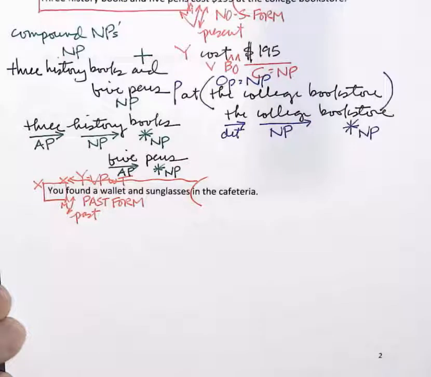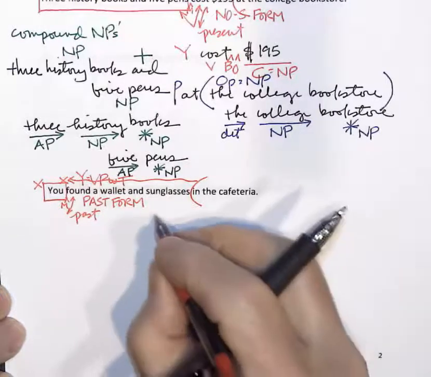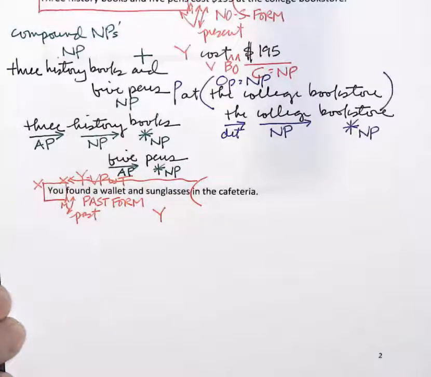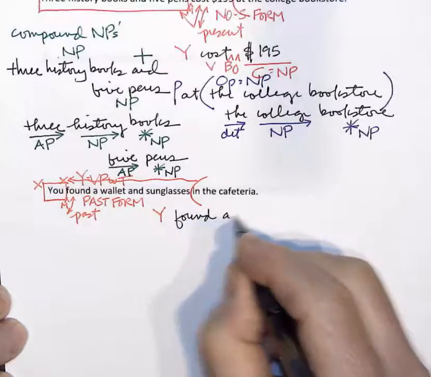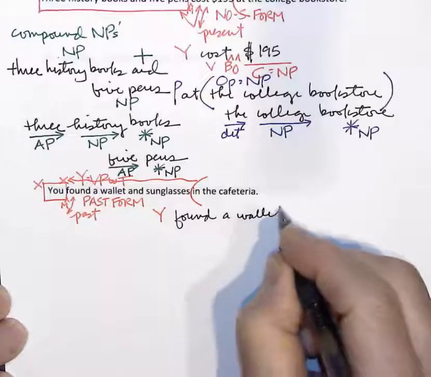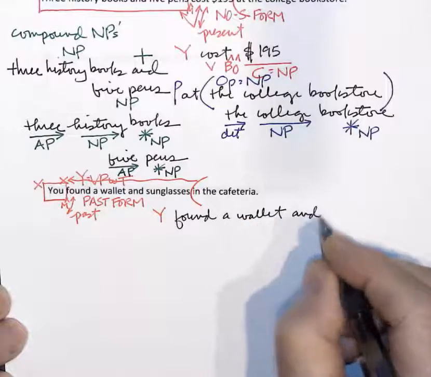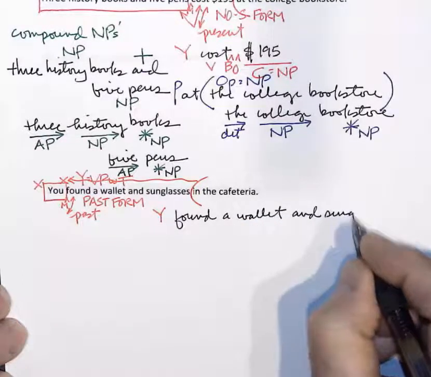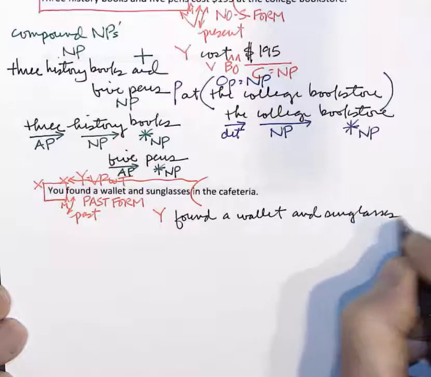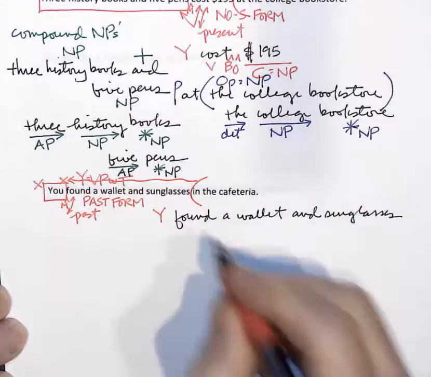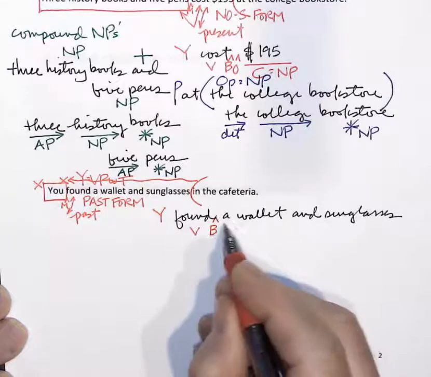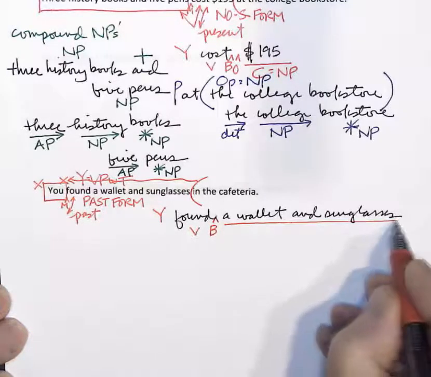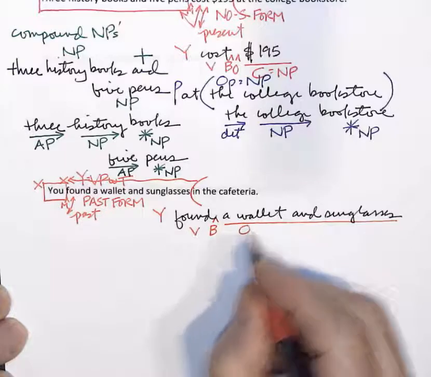Let's rewrite our verb phrase, as we always do. The Y. Found a wallet and sunglasses. Found is the verb. The particle place is empty. A wallet and sunglasses is the object.